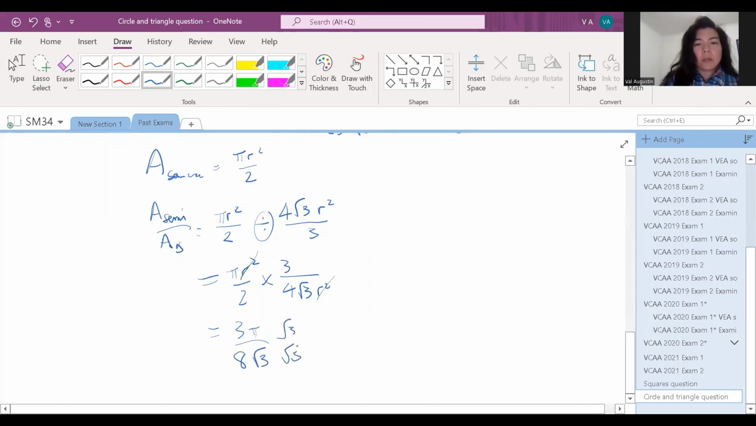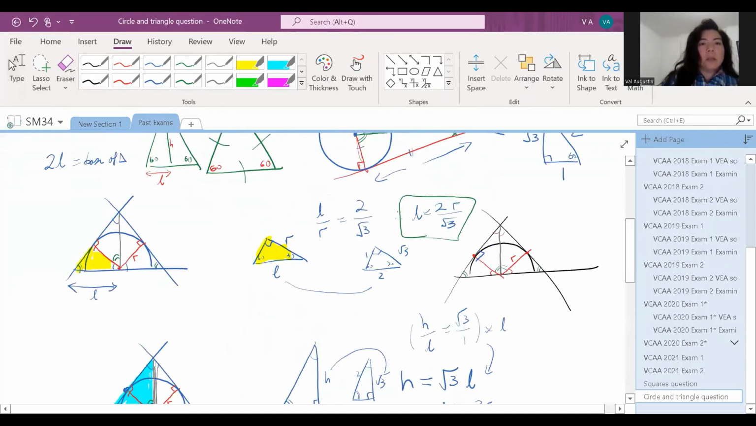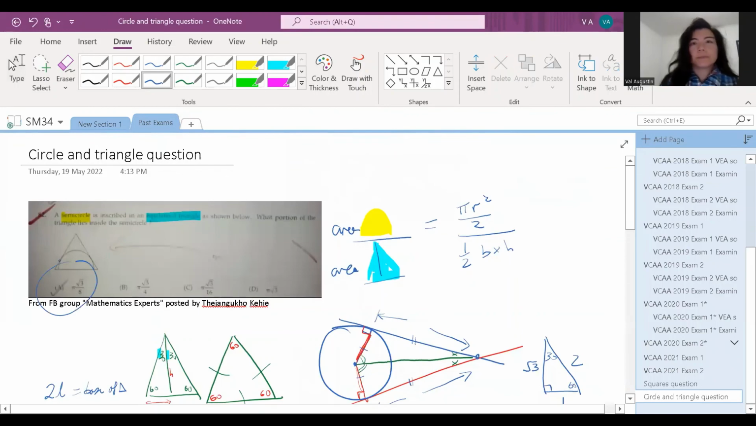Rationalize the denominator again. These will cancel, so that gives me pi times the square root of 3 over 8, which is what the required answer was. Hope that helps.